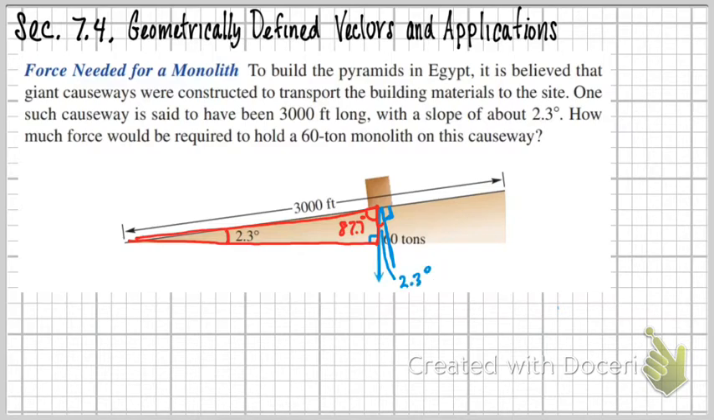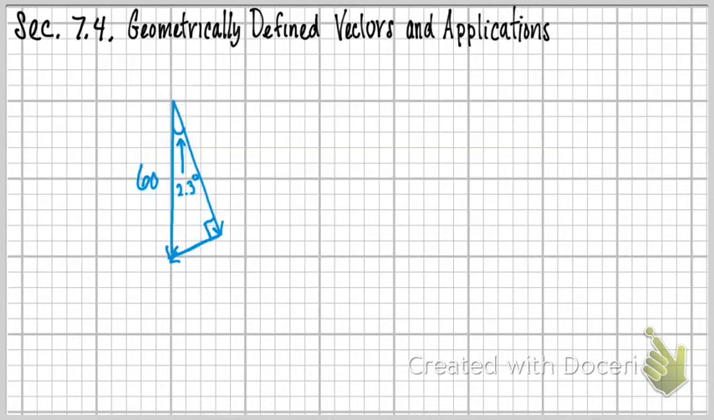Okay, now I'm going to redraw this and zoom in on this triangle, because this is the triangle I'm actually looking at. And the force that's going to hold it up is this one here. That's what's going to keep it from falling and sliding all the way back down again. It's just holding it in place. So we're going to zoom in on it. This is actually what we have here.